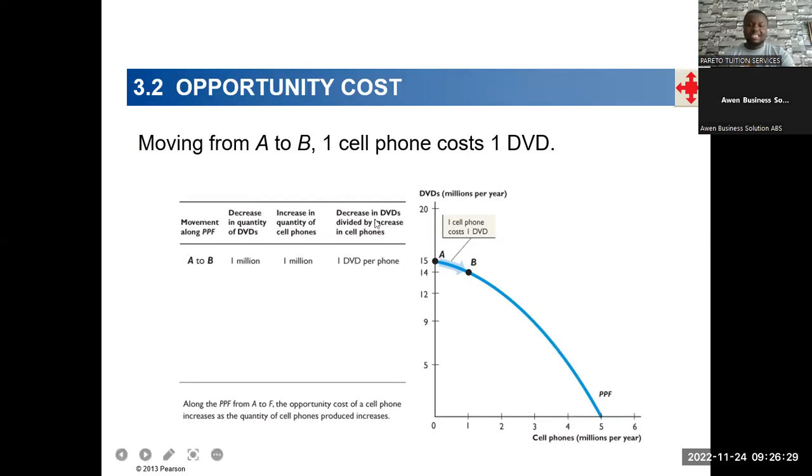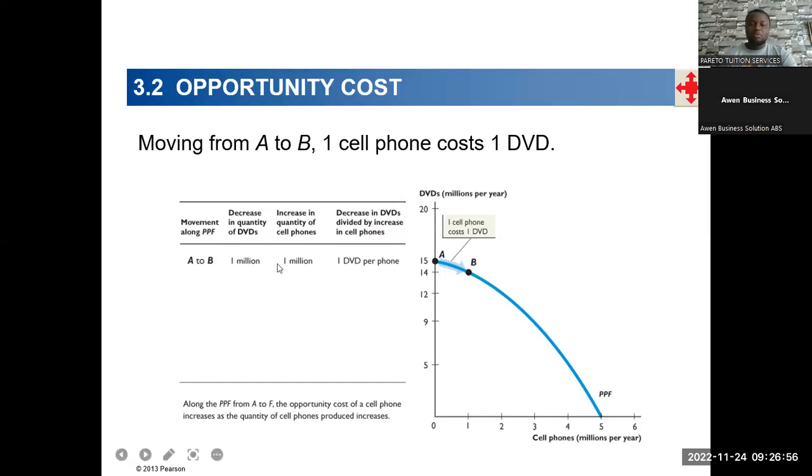Now this is going to measure the opportunity cost. The decrease in DVD divided by the increase in cell phones. Are we together? So to calculate the opportunity cost, that means always the decrease in the one that we are sacrificing divided by the increase in the one that we are gaining. Okay. Good.